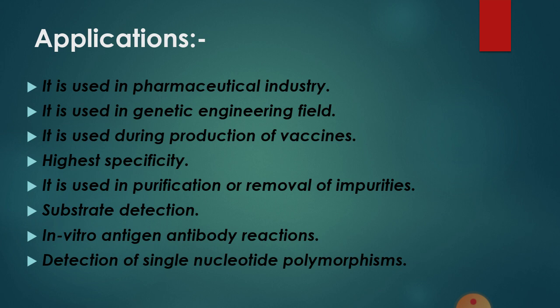Then the applications of affinity chromatography. First, it is used in pharmaceutical industries. It is used to study enzymes and proteins in the pharmaceutical field. In the pharmacy world, affinity chromatography is used to check the quality of the proteins and the enzymes present in the formulation. Then it is used in the genetic engineering field for gene therapy and identification of genes. Then it is used during production of vaccines.